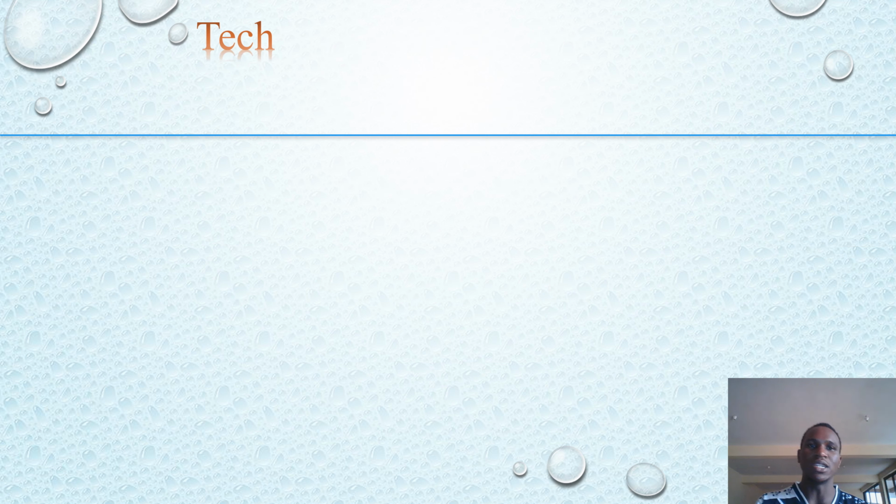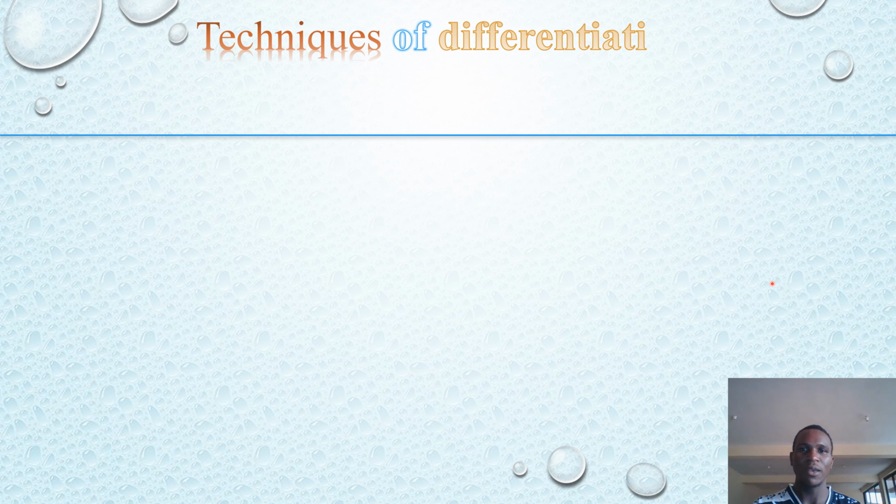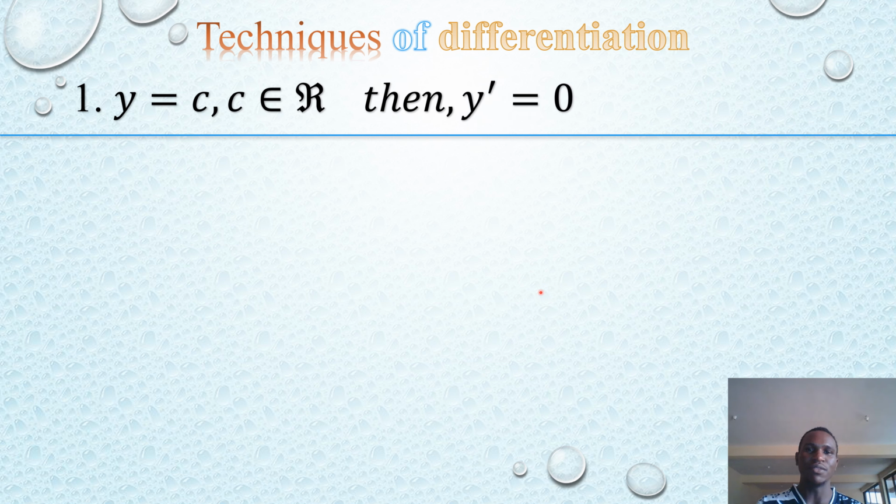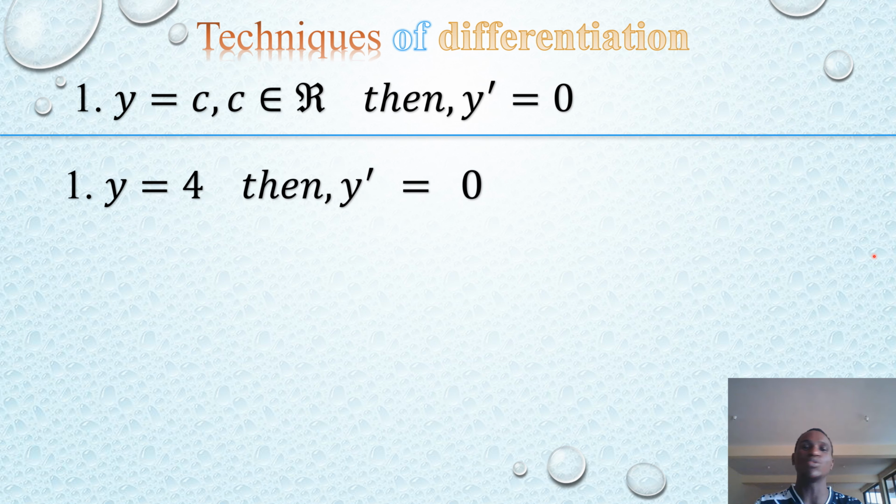We'll now look at our second technique. The second technique now is differentiation of a constant. C is a real number. A constant means it's not changing. It does not depend on any variable. It's just a real number. So when you are differentiating a constant, the answer is automatically 0. You just write 0. Don't explain anything to anybody.